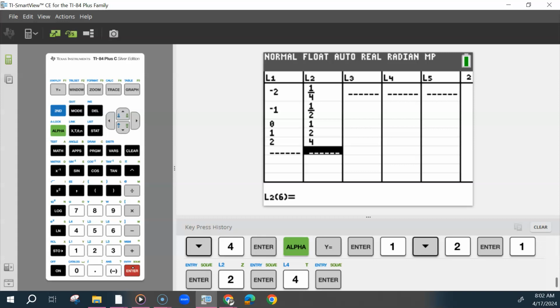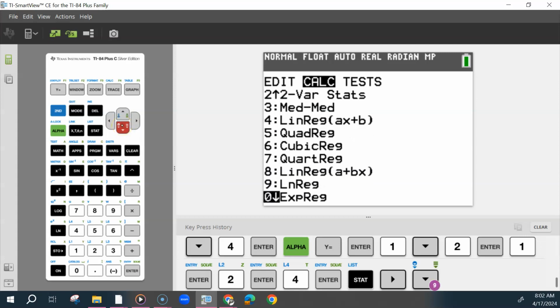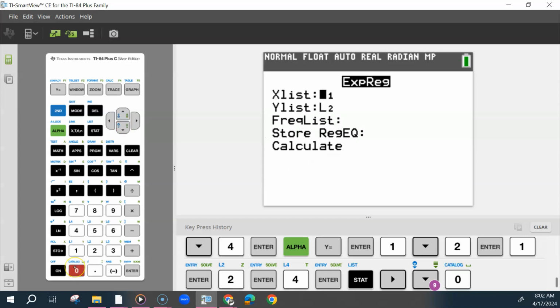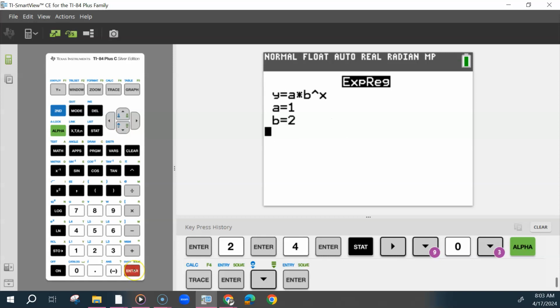So then go back into Stat, over to Calculate, and then we're going to go all the way down past 0 to exponential regression. So 0 is your exponential regression, and then same as before, go down and store this in alpha trace. I forgot to show that in Desmos. We'll do that for this one. And then calculate. Okay.